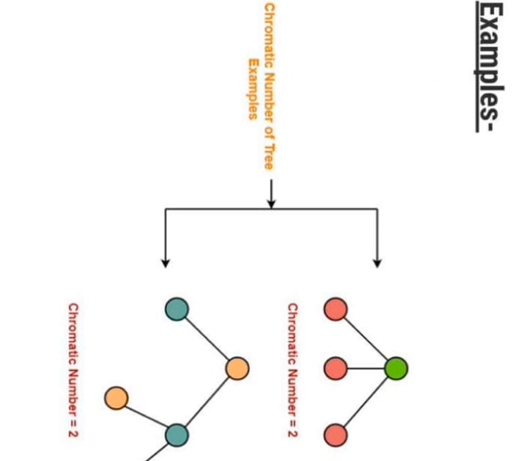Examples of trees are below. This is a tree with 4 vertices having chromatic number 2, and this is a tree with 5 vertices having chromatic number 2.